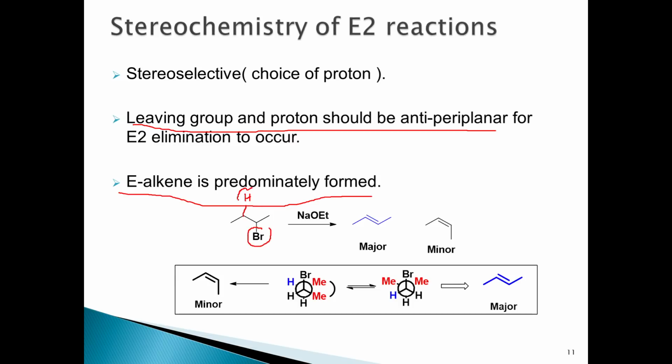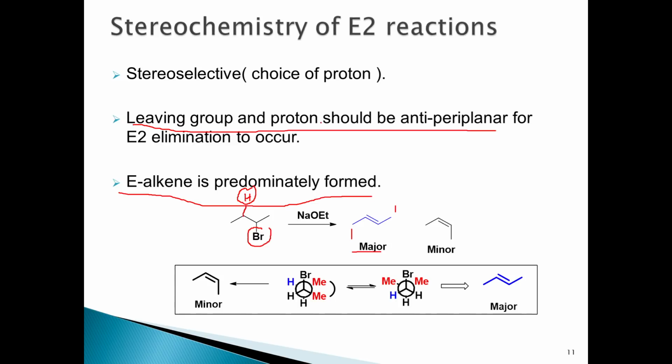So this hydrogen and this Br should be in opposite planes, or at an angle of 180 degrees. In this case, that is why this is the major product, or the E alkene, because the higher priority groups are on the opposite sides. So that is why this is the major product, the E alkene.